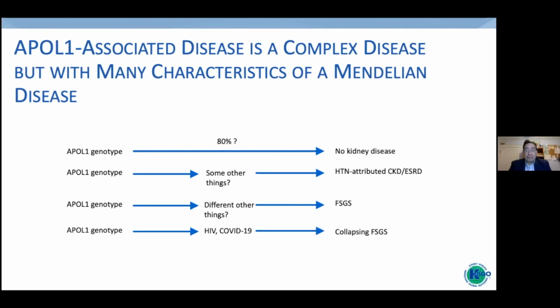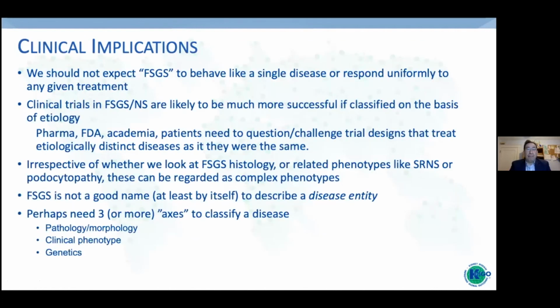Certainly we know that this collapsing form of FSGS, if we want to even call it a form of FSGS, the risk of developing this phenotype is greatly increased with certain viral infections, including HIV and COVID-19. So, what are these other things? Are they genes? Are they viruses? Are the genes which interact with a high-risk APOL1 genotype to cause hypertension-attributed CKD different from the genes and viruses that may interact with a high-risk APOL1 genotype to cause FSGS? I don't think we know the answer to that.